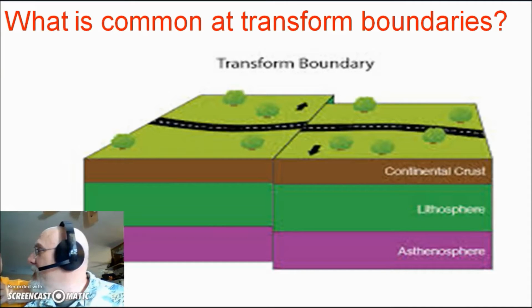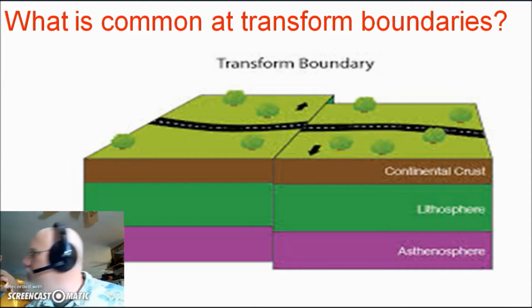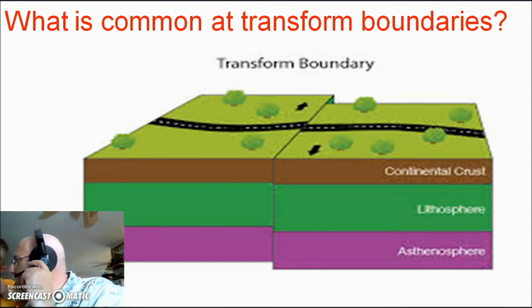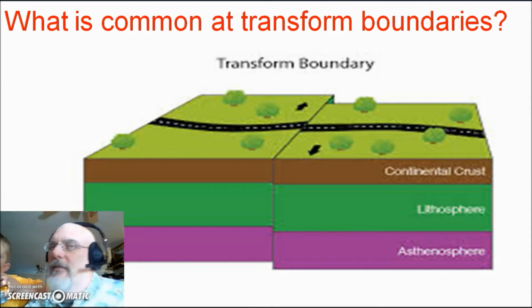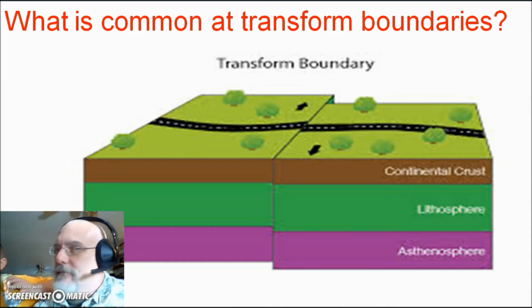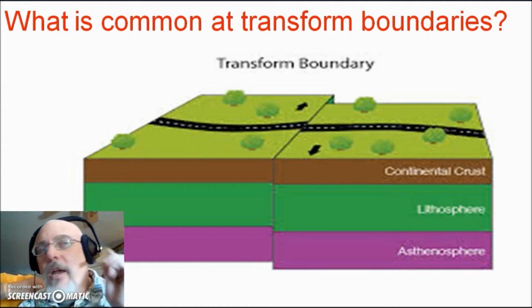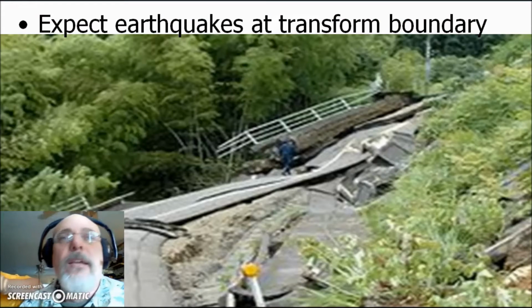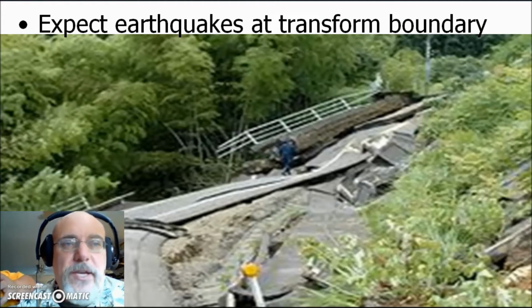What is a very common occurrence at a transform boundary? What would you expect? What kind of occurrence would you expect to find at a transform boundary? Earthquake! Yeah, that's right. Good answer. Earthquake is correct. We should expect earthquakes at a transform boundary.